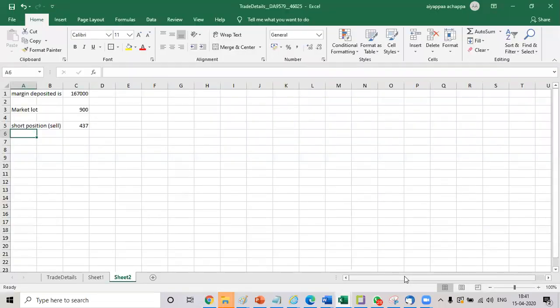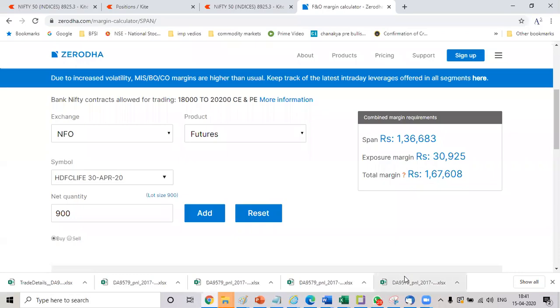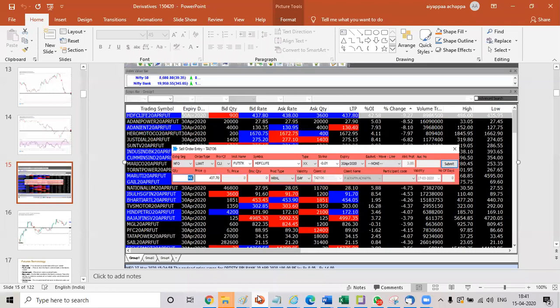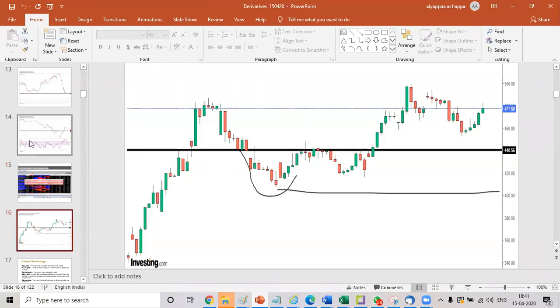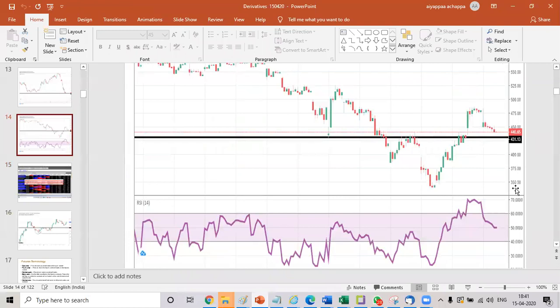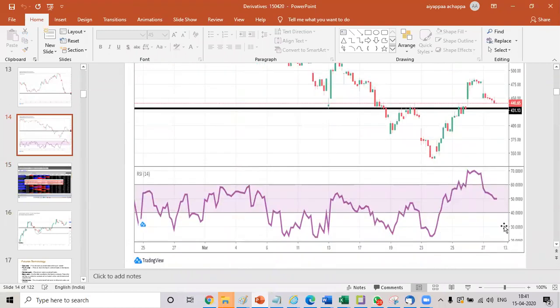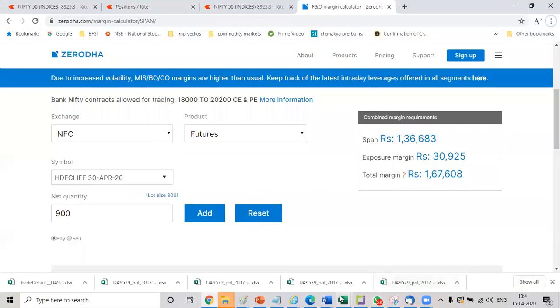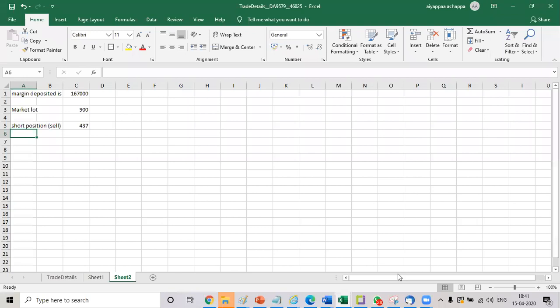Now assume we had sold it at 437, and then let's see what happens to the share price. Here if you see, the date is 27th March. It was trading around 440, 437 level, and after 27th March the prices sharply came down to 401. So assuming you exit at 405, that is you buy, you square off your position.